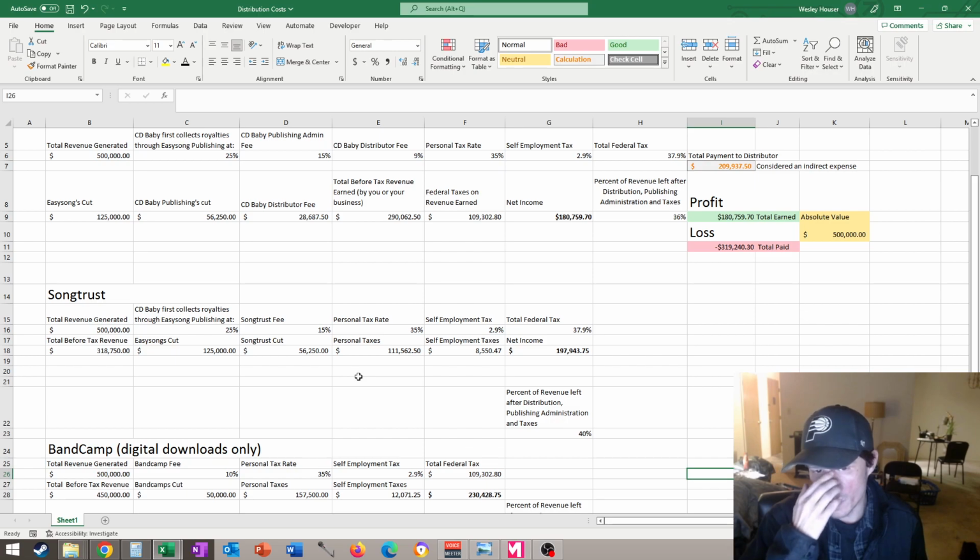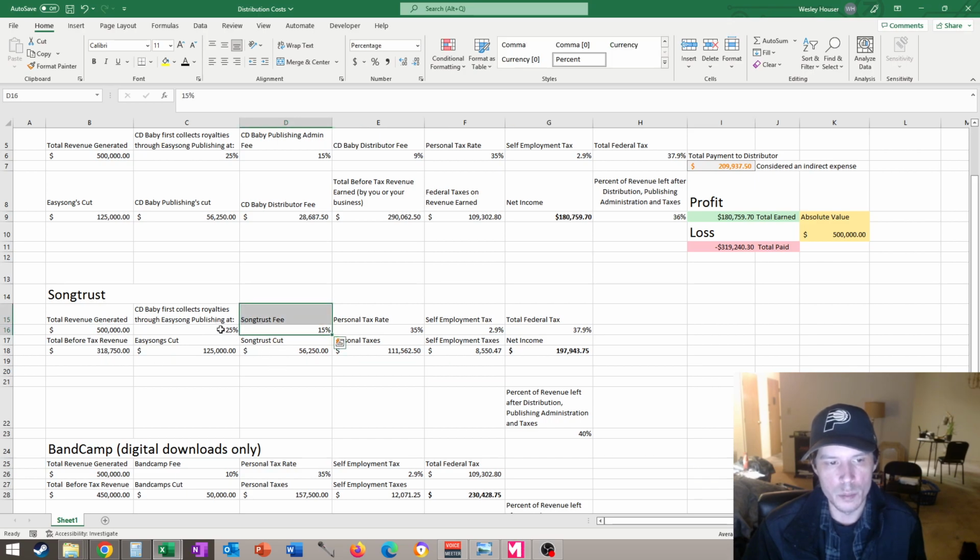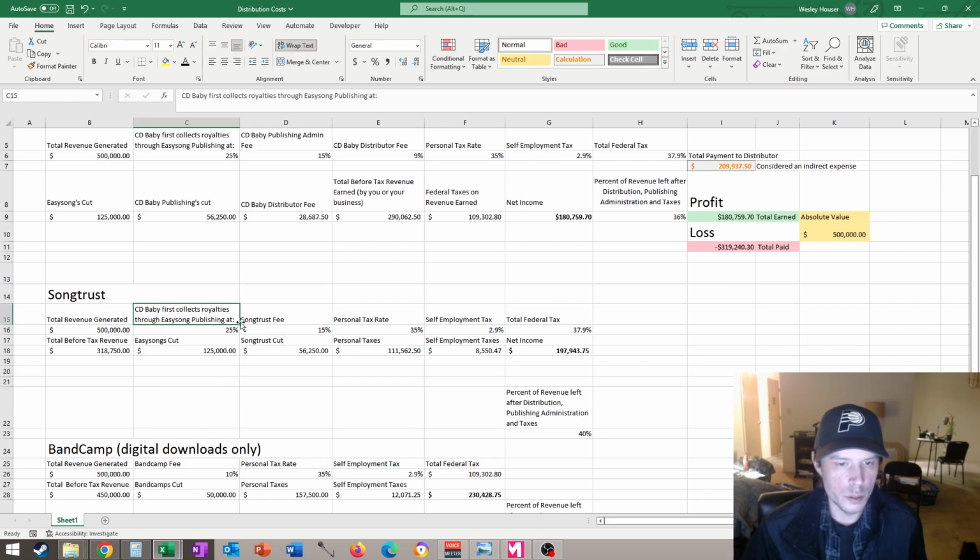It's a pretty good deal. If they get you good money from international royalties, I think it's well worth 15%. But the problem is they're not charging 15%. They're charging 40% here. I said 35, but they're charging 40% right here, right off the bat. So they're charging more than the government.